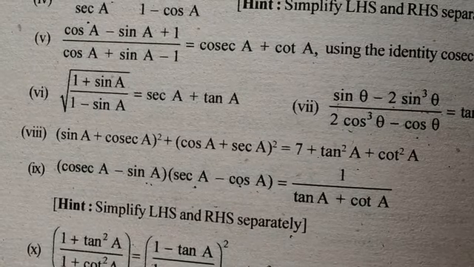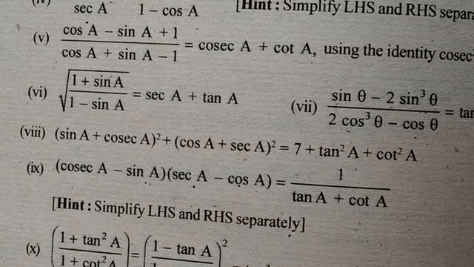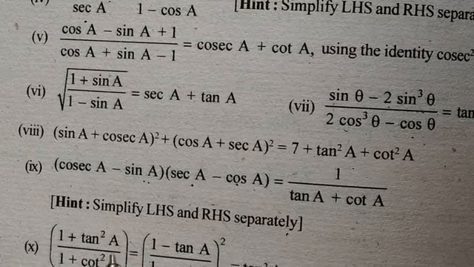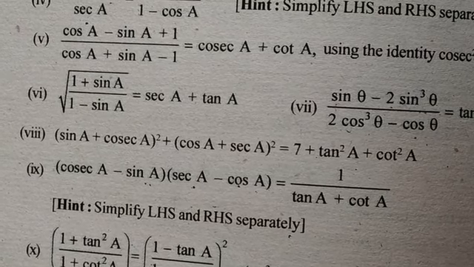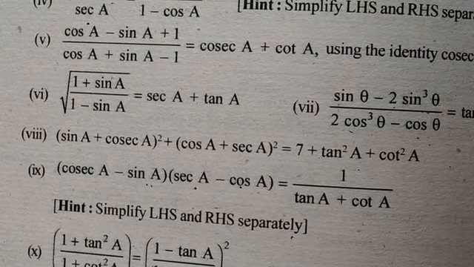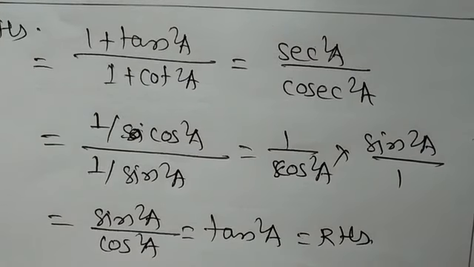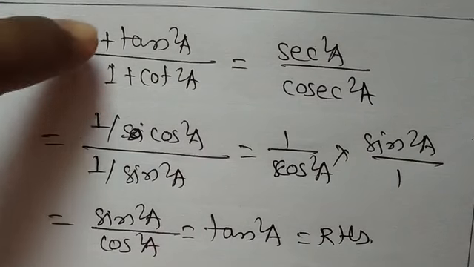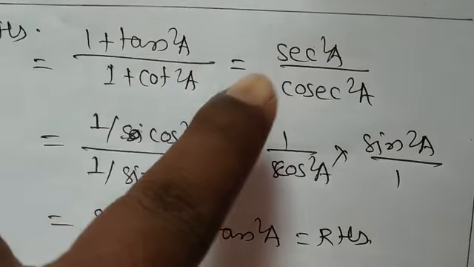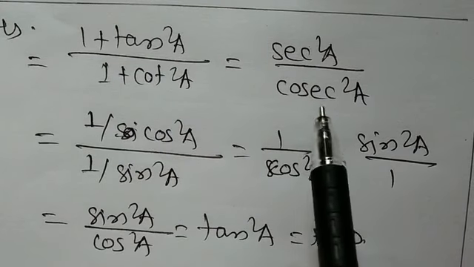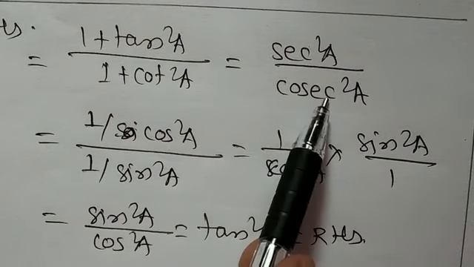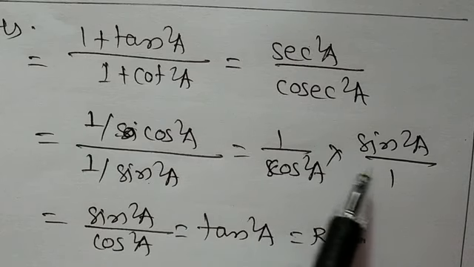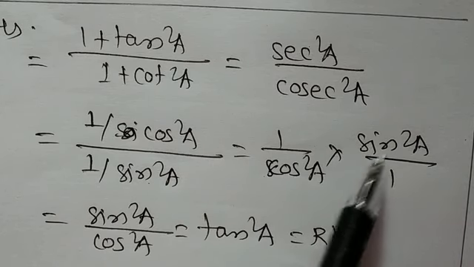Number 10: show that (1 minus tan square A) upon (1 plus cot square A) is equal to ((1 minus tan A) upon (1 minus cot A)) whole square, equals tan square A. We can take it in a simple way. When we take the left hand side, it equals 1 plus tan square upon 1 plus cot square. 1 plus tan square is your formula, sec square A. 1 plus cot square is your formula, cosec square A. So sec square is written as 1 by cos square, cosec square as 1 by sin square. Solve this: 1 by cos square into sin square, sin square by cos square equals tan square A.